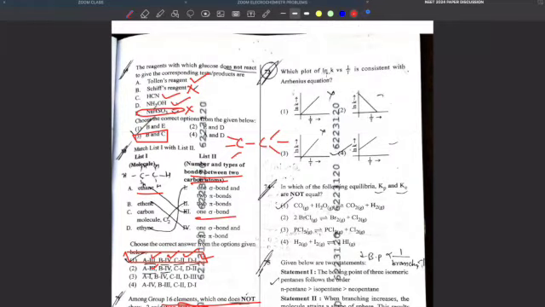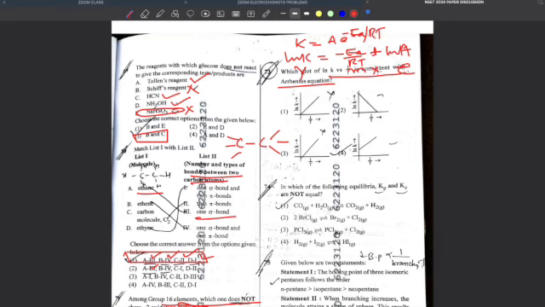Right, this is which plot, that is K versus 1 by T, consists of the Arrhenius equation. So Arrhenius equation is K equal to A e to the power minus EA by RT, and applying this we'll get ln K equals minus EA by RT plus ln A. So this is Y, this is Mx, this is C. So that means you have to take ln K on the Y axis and 1 by T on the X axis, the slope is negative. So answer is this one.